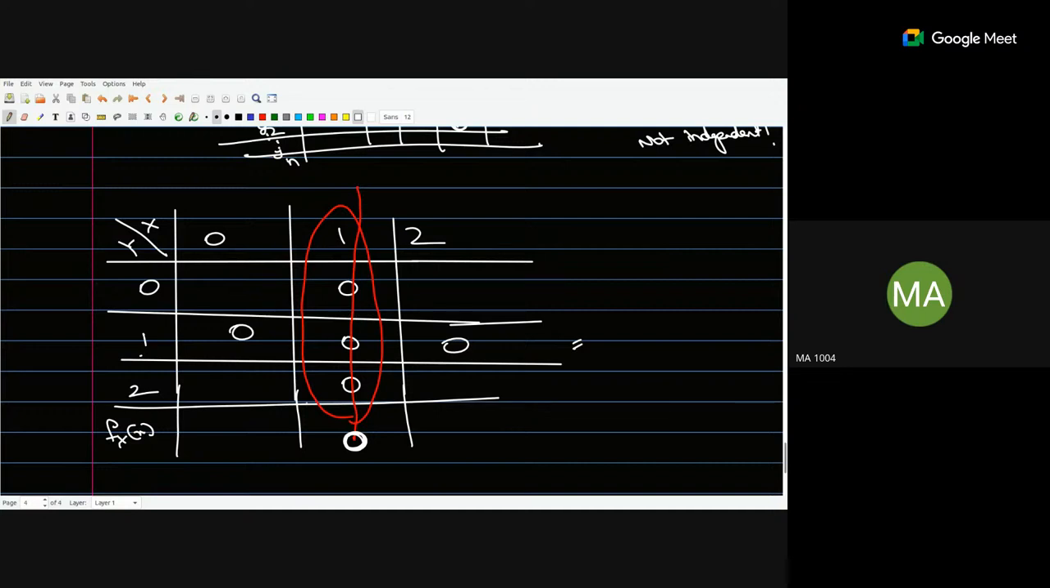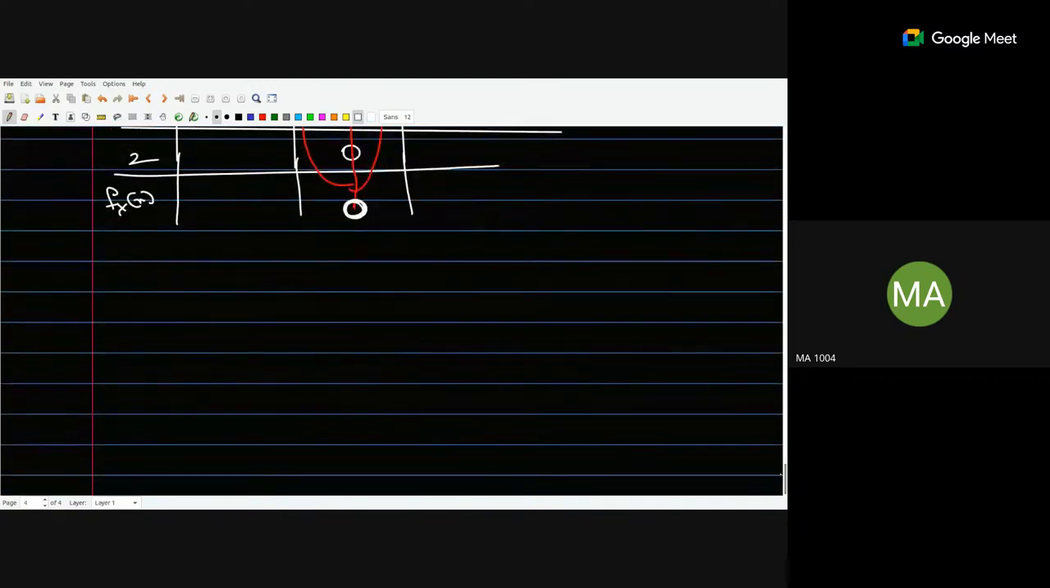So in that way, this will not happen in any of the joint distribution tables. If it is in the range, then it will have some probability. If it has some probability, either one of them should take that particular probability. So all zeros is not possible. Okay, sir. Thank you.